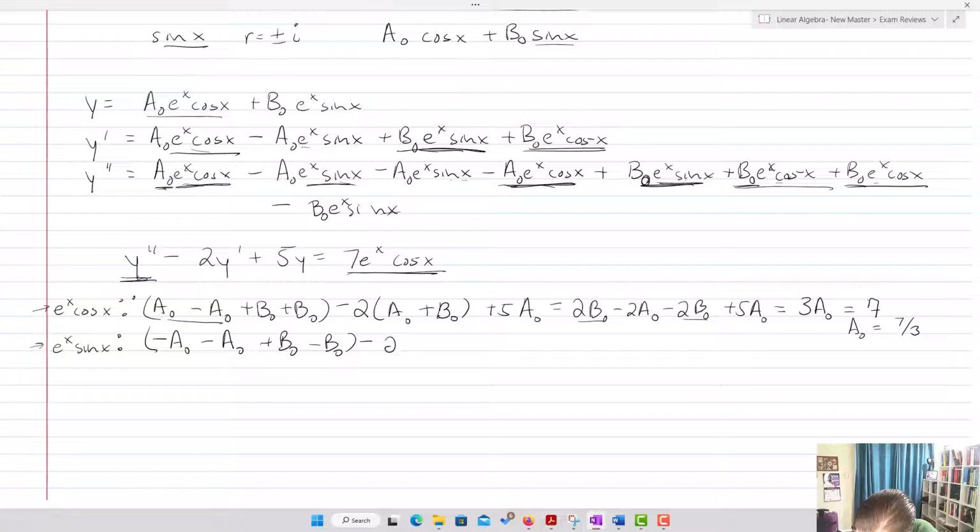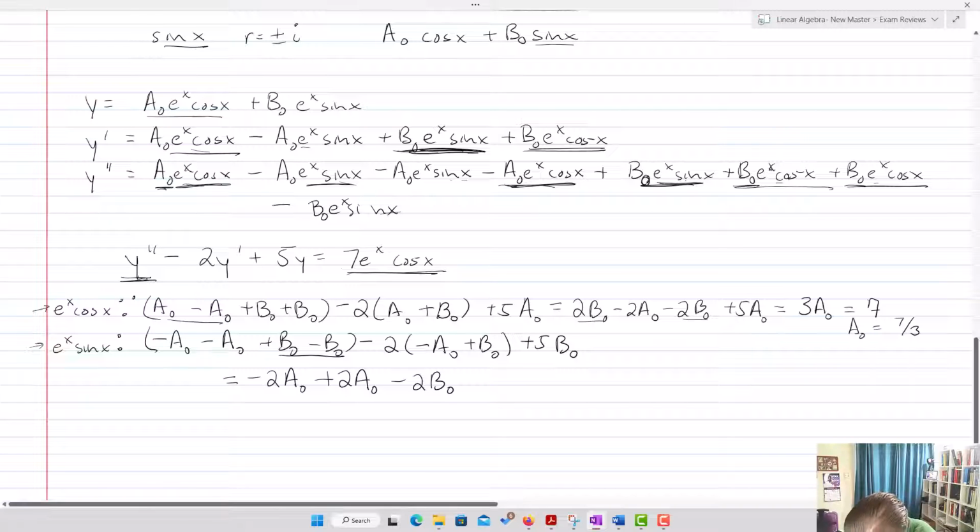And then this is going to be minus 2, and then this is going to be 2 times negative a naught plus b naught. There's my other e to the x sine x. And then plus 5 b naught. So this ends up equaling now, that's negative 2 a naught. This is going to cancel out, that becomes a 0, plus 2a naught minus 2b naught, right, plus 5b naught.